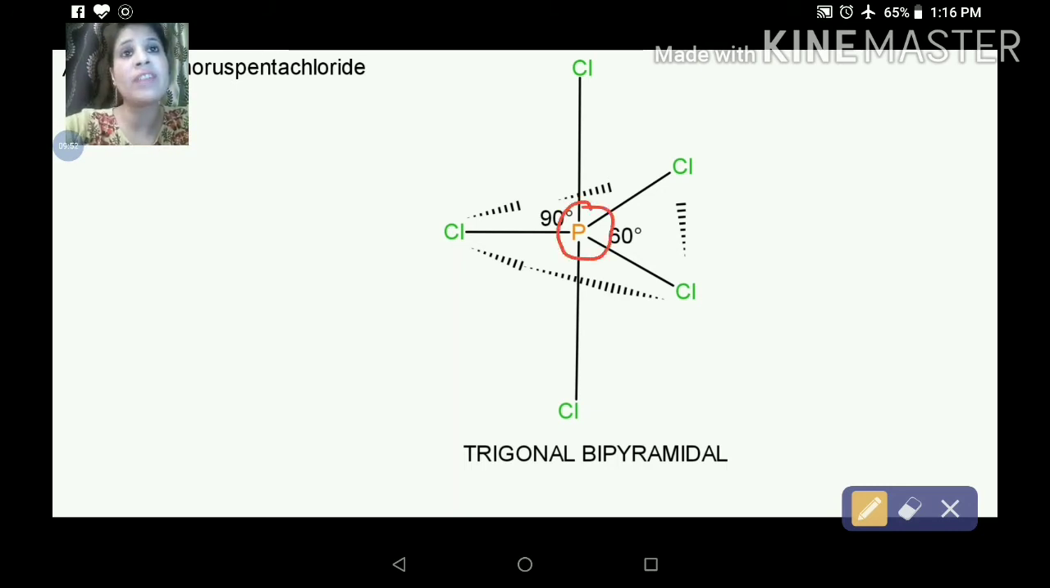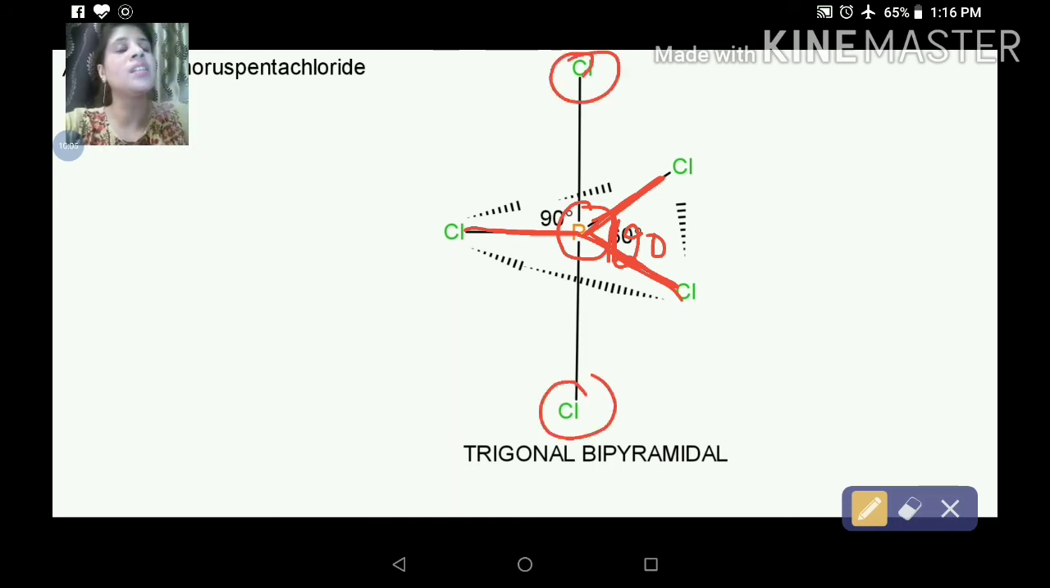So 5 valence electrons means 5 bonds. 3 bonds are at an angle of 120 degrees, so 3 are trigonal and 2 atoms are axial. These are known as axial bonds.